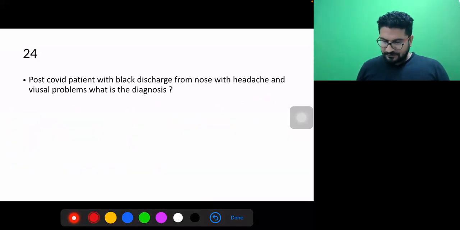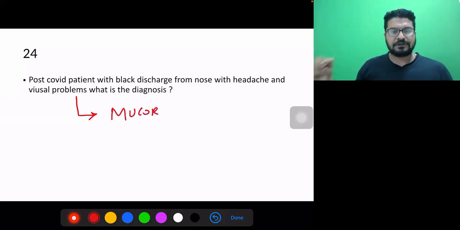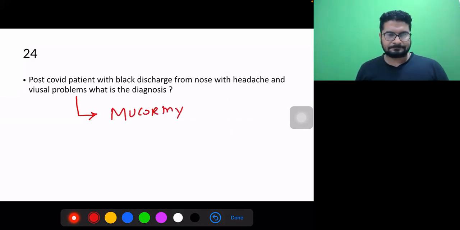Okay, again a question: post-COVID patient. I told you in the class, and in the YouTube videos, that this would be a possible expected question in the exam. The answer is clear cut: mucormycosis. This is one question which all students got correct. This is a case of mucormycosis.